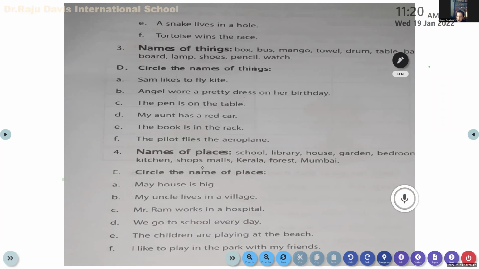A snake lives in a hole. Okay, come on, identify the name of the animal there. Yes, snake. Very good. Snake. Okay. Yes, Hanna, come on, Hanna. Do the next question for me, my dear.